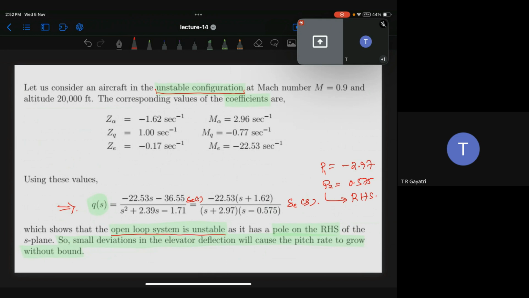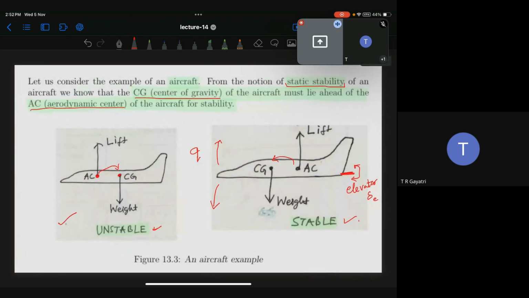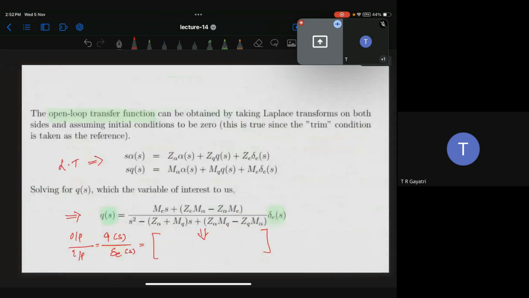Now, when the system is already unstable in this configuration, if you change your elevator, it will make the system more unstable if you change it in the opposite direction. That we don't want to do.